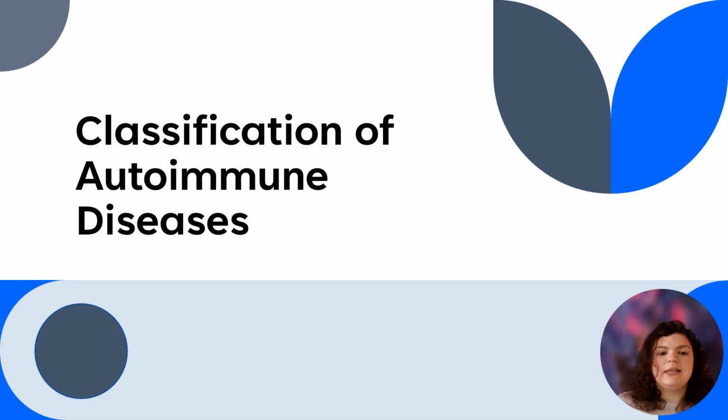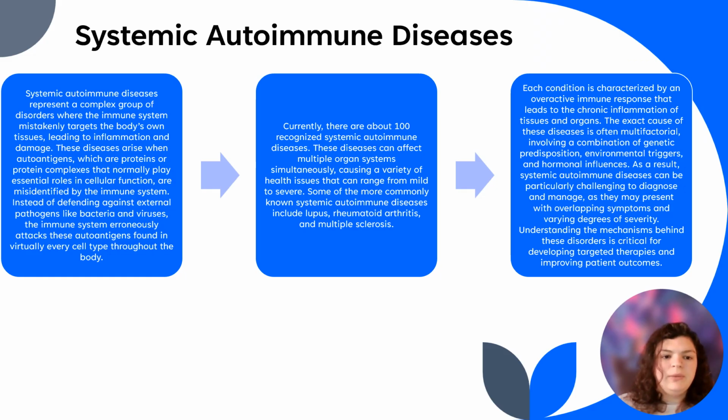Classification of autoimmune disease. Systemic autoimmune diseases represent a complex group of disorders where the immune system mistakenly targets the body's own tissues, leading to inflammation and damage. These diseases arise when autoantigens, which are proteins or protein complexes that normally play essential roles in cellular function, are misidentified by the immune system. Instead of defending against external pathogens like bacteria and viruses, the immune system attacks these autoantigens, found in virtually every cell type throughout the body.